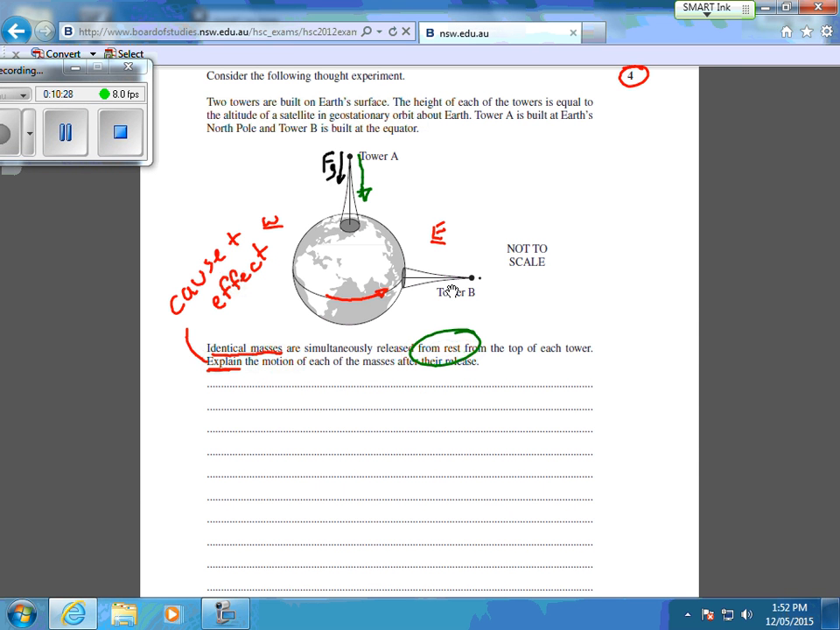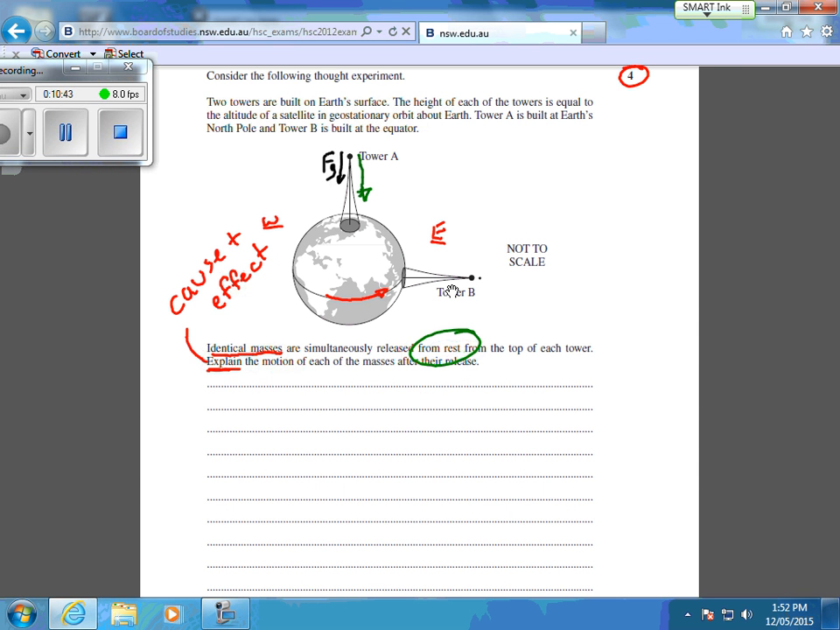At Tower A, you'd be in that tower, it drops because it's spinning on its axis basically, and it falls down under the influence of gravity. This one, you're on the tower going that way, you hold your mass, you let go, and it will just keep going with you. And you'll say, that's interesting.